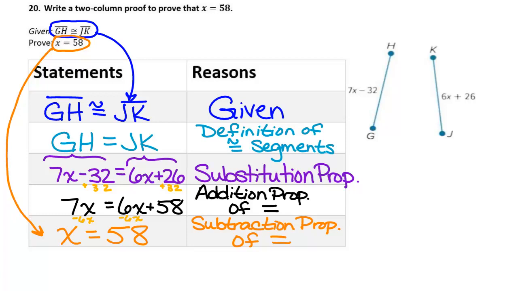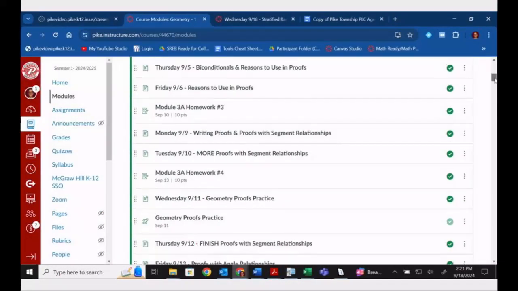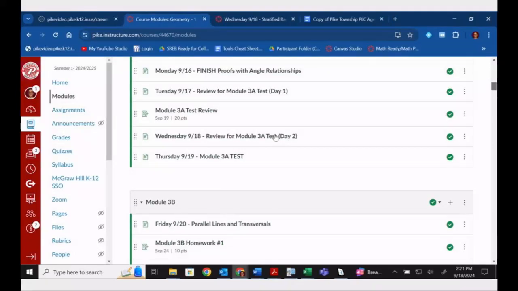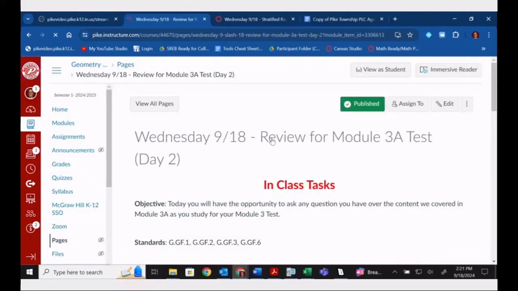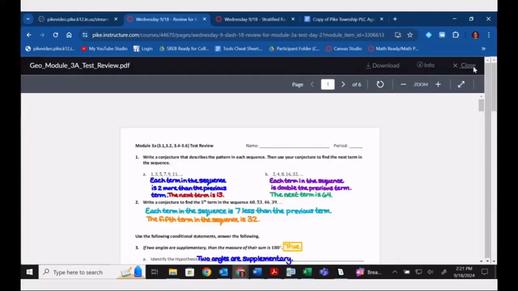All right, we are less than 3 minutes from the bell, so I won't have time to do a whole other problem, but I do want to show you guys on Canvas. I've already posted the answer key for this. So if you go on Canvas, once you click on modules, you're going to scroll down until you see today's date, Wednesday, 9/18. It says review for module 3A test, day 2. You're going to click on that, and you're going to scroll all the way to the bottom. Right down at the very bottom is where the answer key is for the test review. Right there.